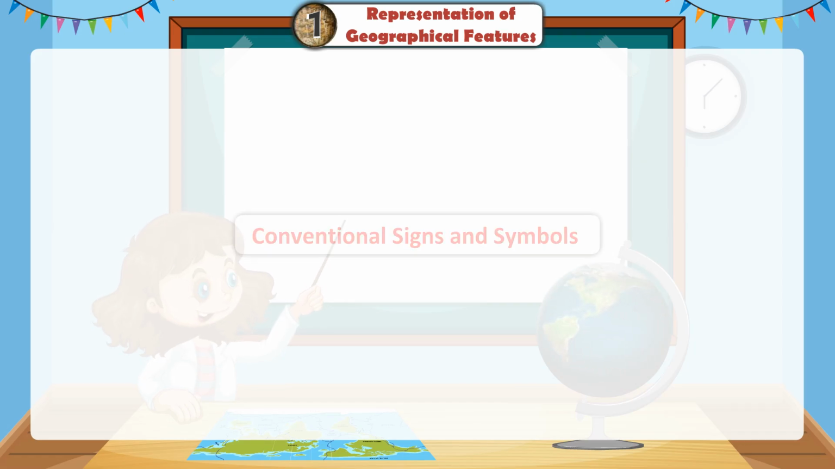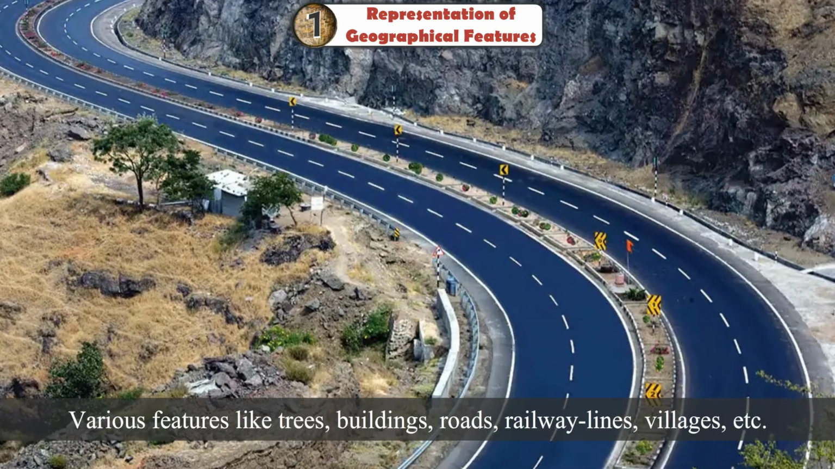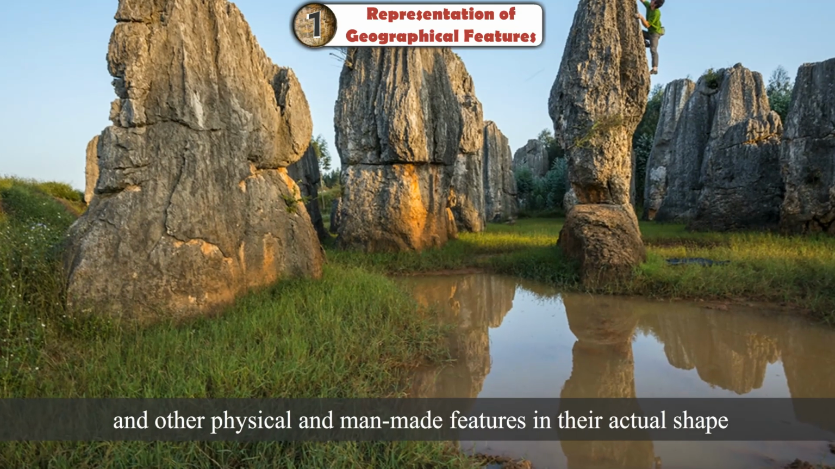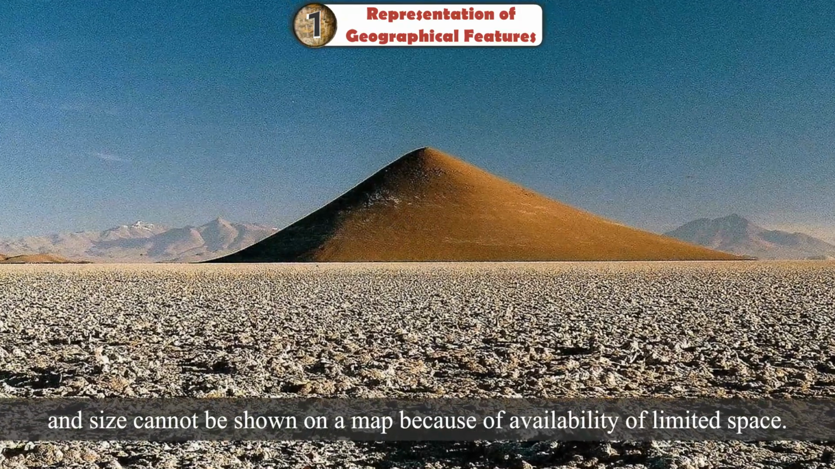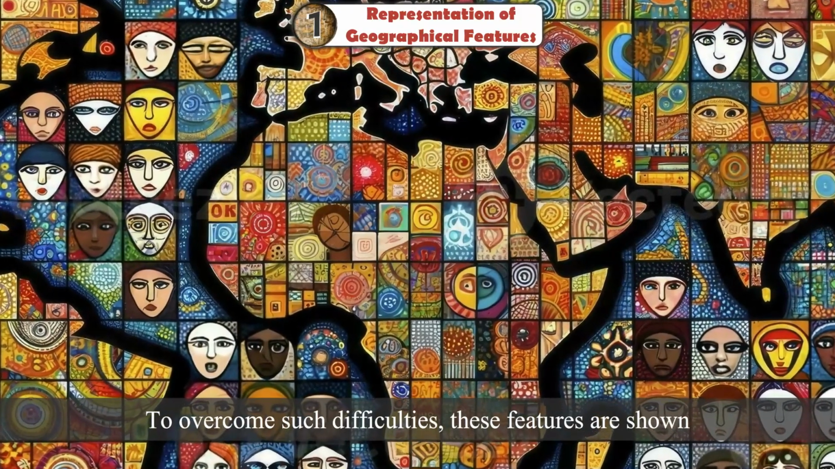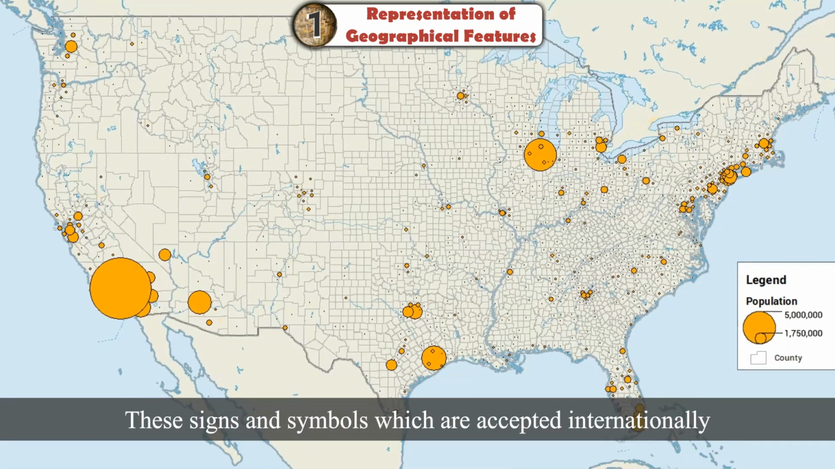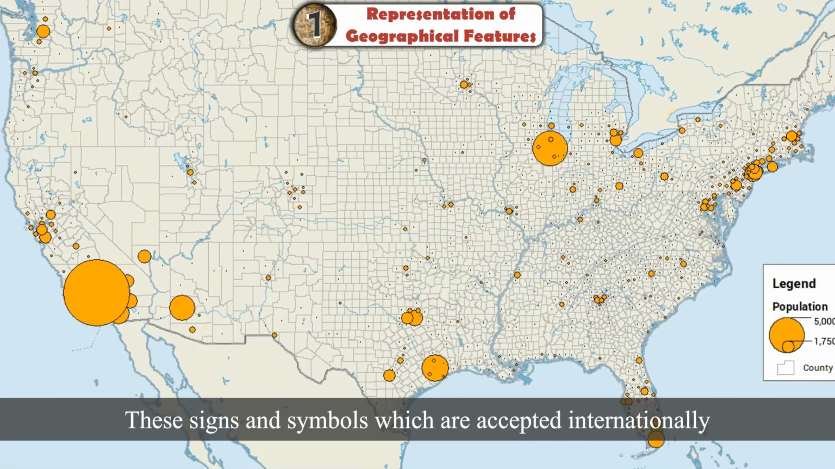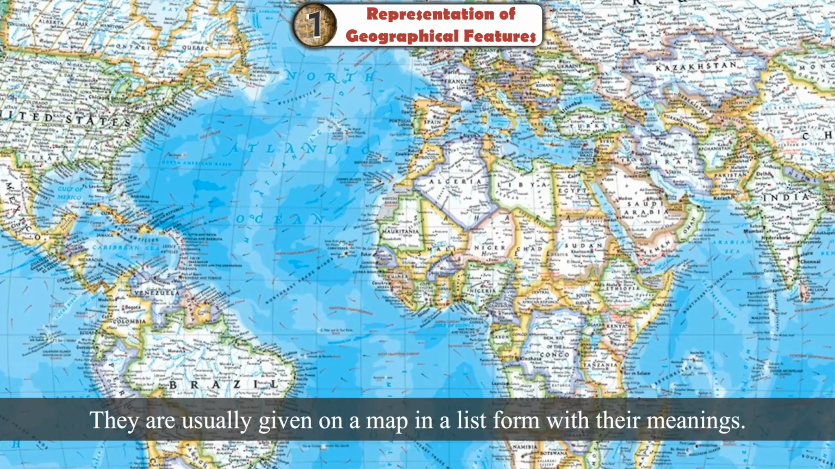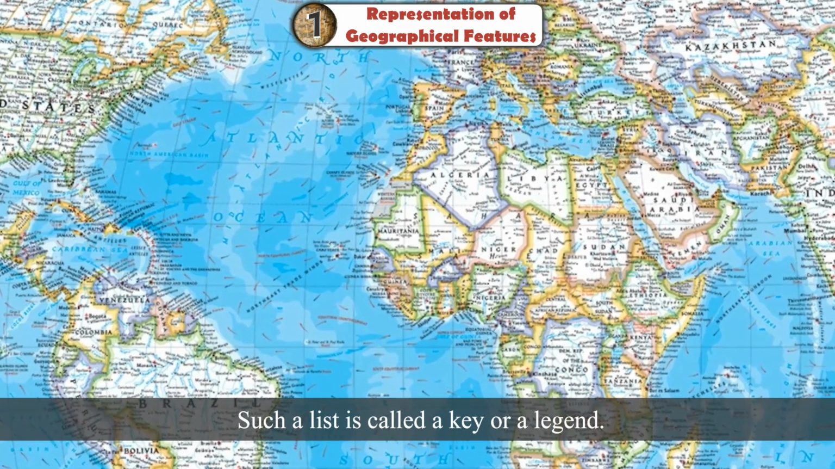Conventional signs and symbols. Various features like trees, buildings, roads, railway lines, villages, etc., and other physical and man-made features in their actual shape and size cannot be shown on a map because of limited space. To overcome such difficulties, these features are shown with the help of different symbols. These signs and symbols, which are accepted internationally, are called conventional symbols. They are usually given on a map in a list form with their meanings. Such a list is called a key or a legend.